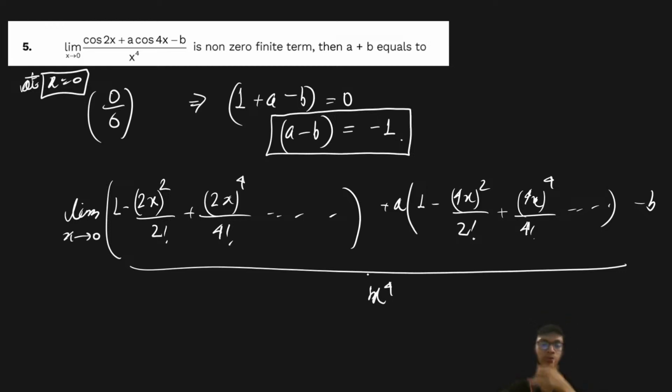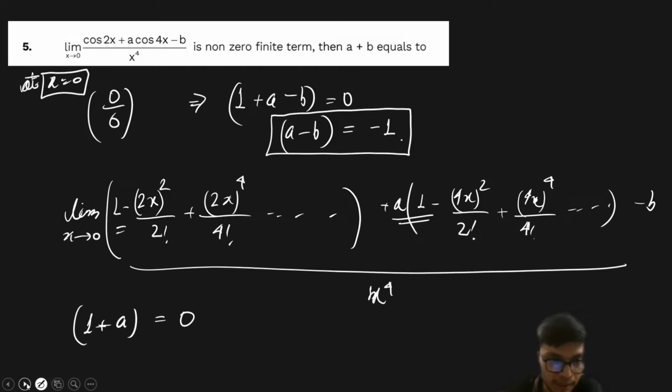Now I know that since it is 0 by 0 form, you can always apply L'Hopital's rule, right? But that will require you to differentiate a lot of times. So it is better to get the result with a smaller approach, that is, doing it like this. From here, in order for the limit to exist, the constant term, which is devoid of x, should cancel out. That means 1 plus a minus b should be equal to 0, which is always satisfied, which I've already satisfied.